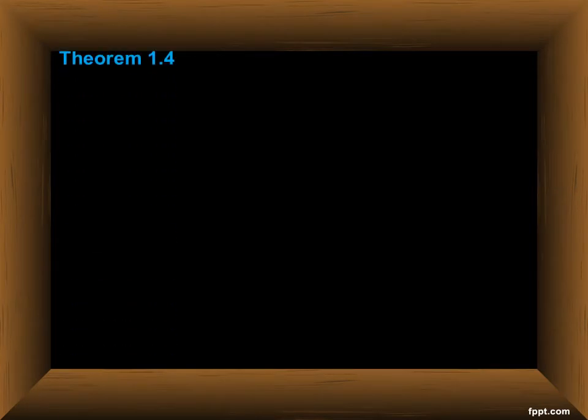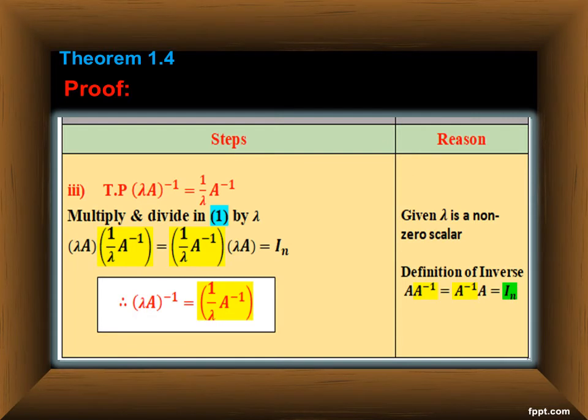Let us see the proof of the third part of Theorem 1.4. We need to prove (lambda A) the whole inverse equals 1 by lambda into A inverse. In the question it is given lambda is a non-zero scalar, so we can multiply and divide wherever needed by this lambda. Here we are multiplying and dividing by lambda in equation 1. The only thing you have to remember is to associate the multiplication by lambda with A and the division by lambda with A inverse. Keep it in mind.